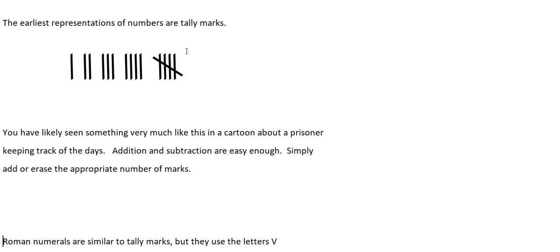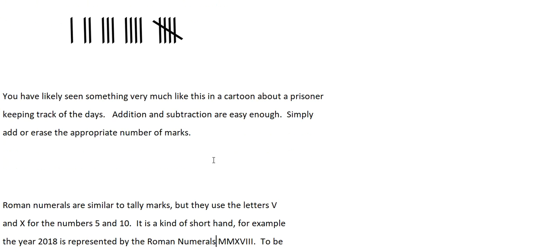You can modify this a little bit. When you have your scratches reach a group of 4 scratches and you count one more, you put a slash through it. And it makes it easier to count the tally marks. 5, 10, 15, 20, because you have groups of 5. You've seen something very much like this in a cartoon about a prisoner in a cell keeping track of the days. In this case, addition and subtraction are easy enough. You simply add or erase the appropriate number of marks.